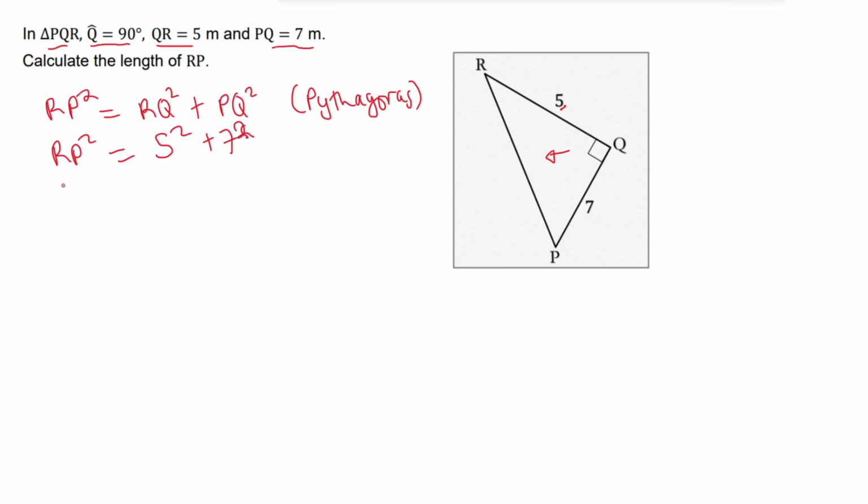Right, and then RP squared is equal to 74. And you can square root both sides. Then what we get, RP is equal to square root of 74 units.